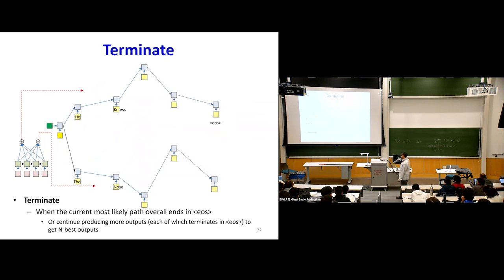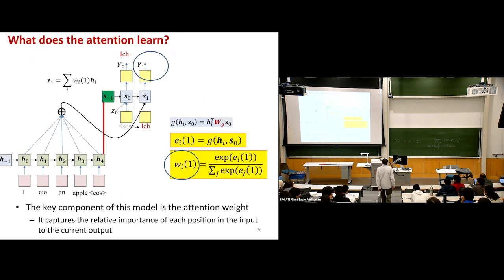And then you continue until you get a sequence that ends with an end of sequence marker, which is the most likely sequence of all. Okay. So now the key component in all of this is the attention weight. In order to generate any output, for each output you have an attention weight which looks at all of the inputs, right? What do these weights look like if you do this properly?